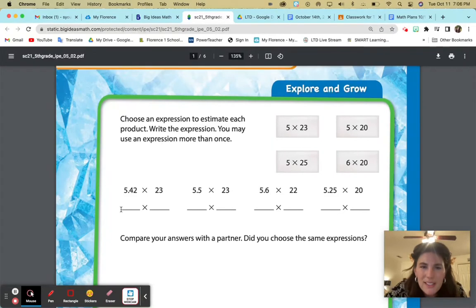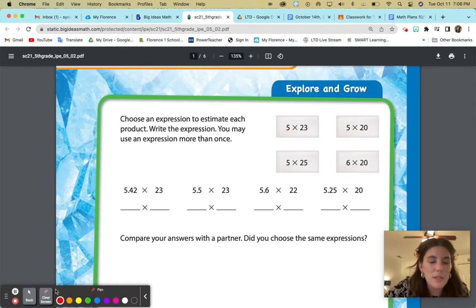So, what we see first is it says choose an expression. Well, friends, what does it mean to be an expression? That means that I should see numbers and operations. Do you see that to the right here? Absolutely. I see some expressions here. So, I'm going to write the expression, and it says you may use an expression more than once. So, friends, when I'm estimating this right here, and this is the expression I'm estimating, I'm going to fill in the blanks here and here with one of these estimated expressions. Okay, so watch as I do this. So this will come to light for you if you're struggling with what I'm saying.